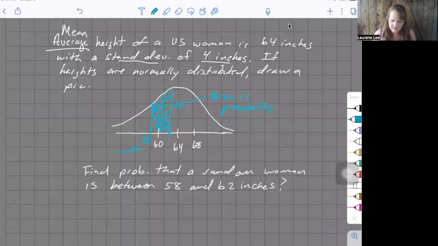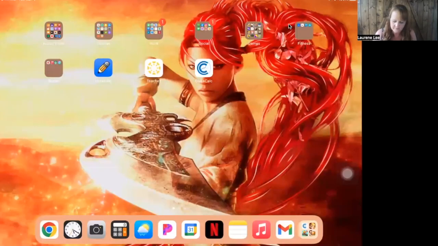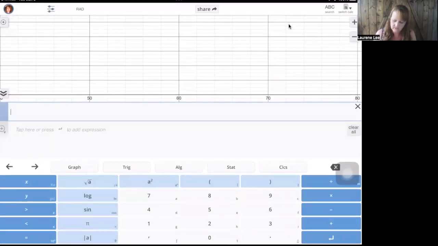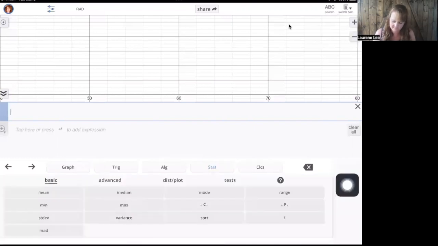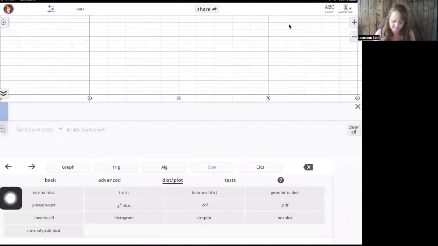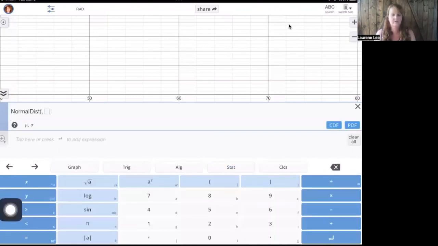you're going to grab your numbers. So we've got a mean of 64 and a standard deviation of 4. So you come over here, you're going to find what you want under stat. And now we're going to go to this distribution plot. And here's where we find normal distribution. So that's what we're doing here.